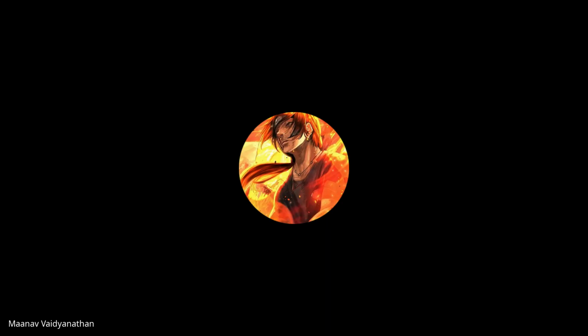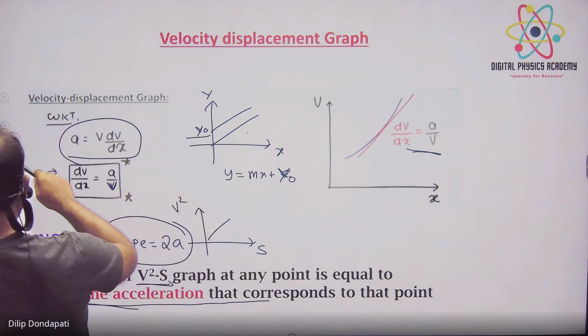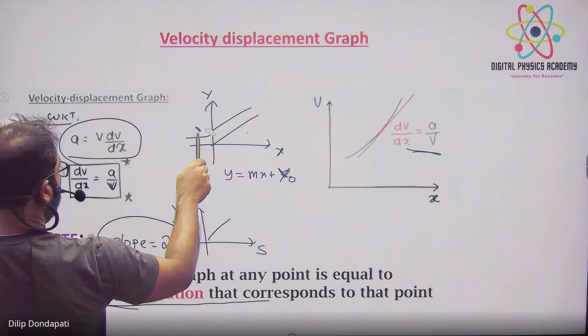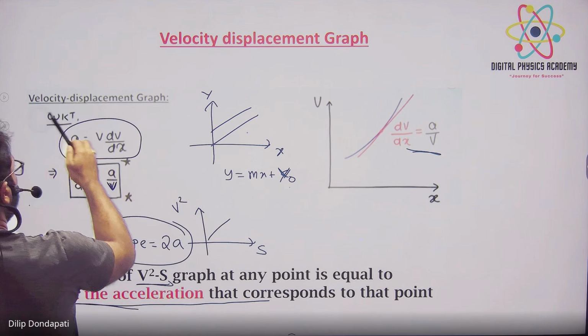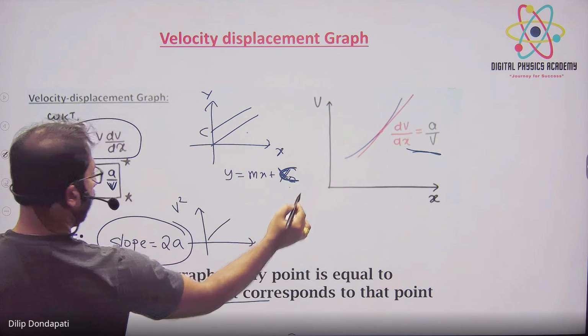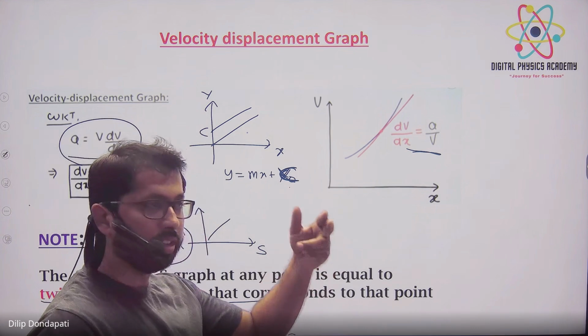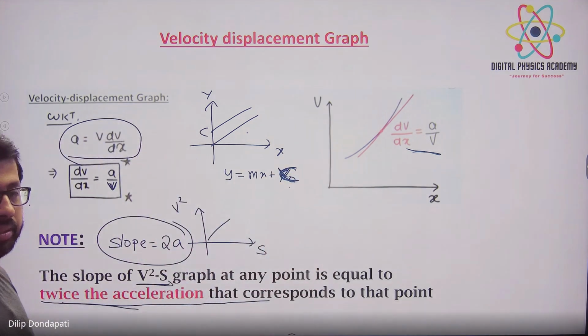So is it mx plus y naught? Here y naught is given, that's why y naught. If you want to put c, put c. Here c is the y intercept. This is c. This is the equation. Okay. So sometimes, when you are asked to make an equation, you have to use this one, y equals mx plus c.